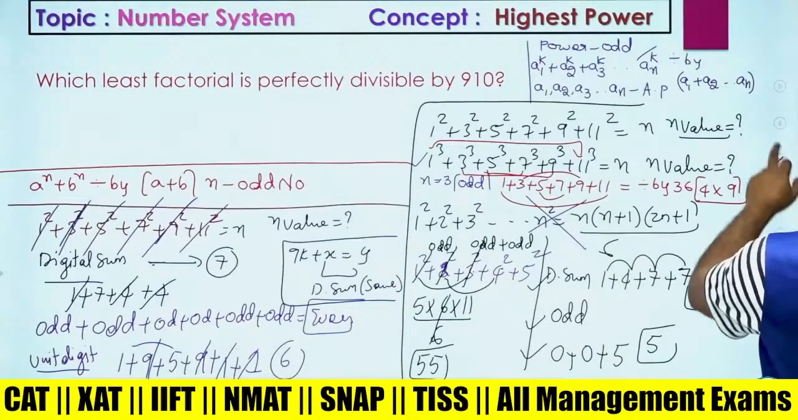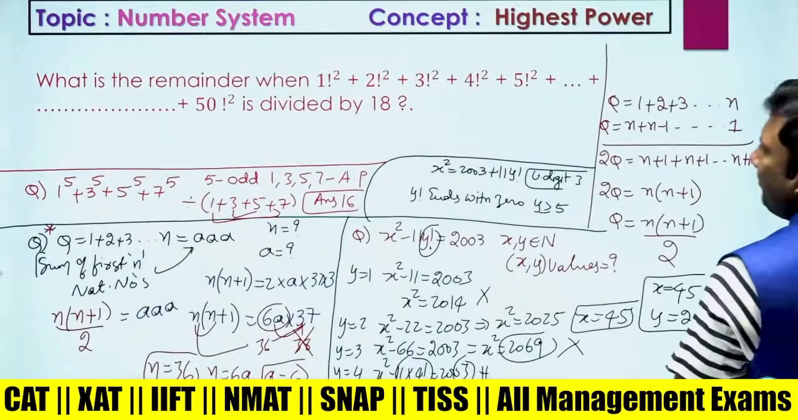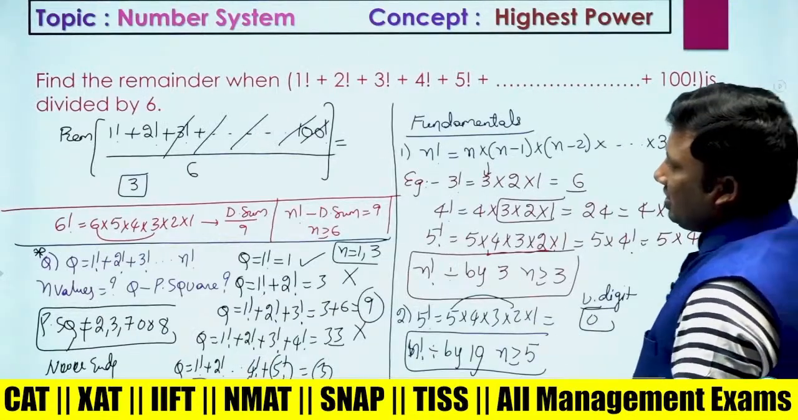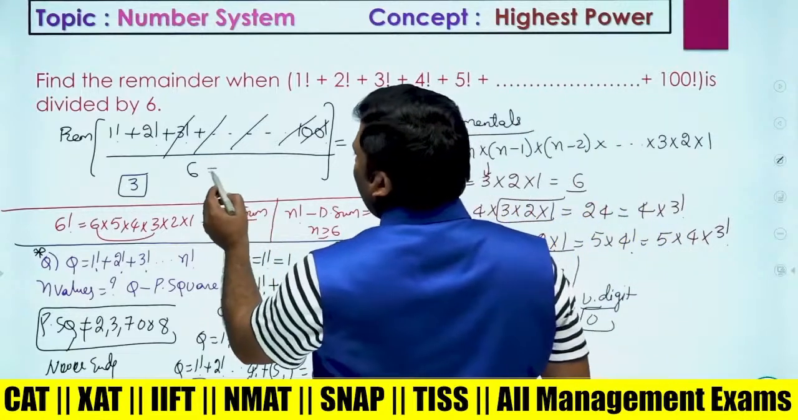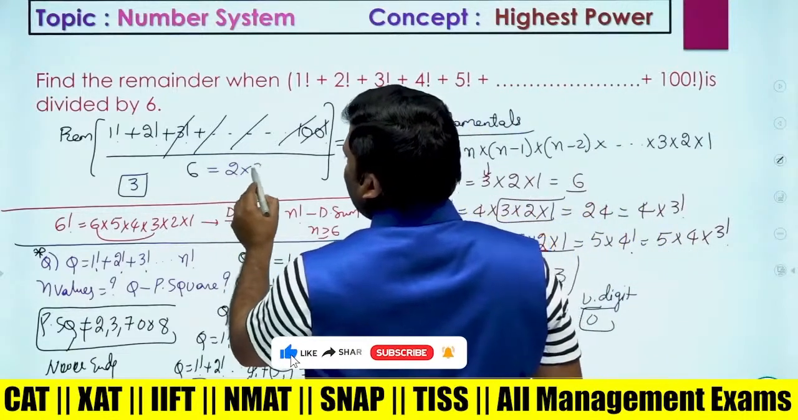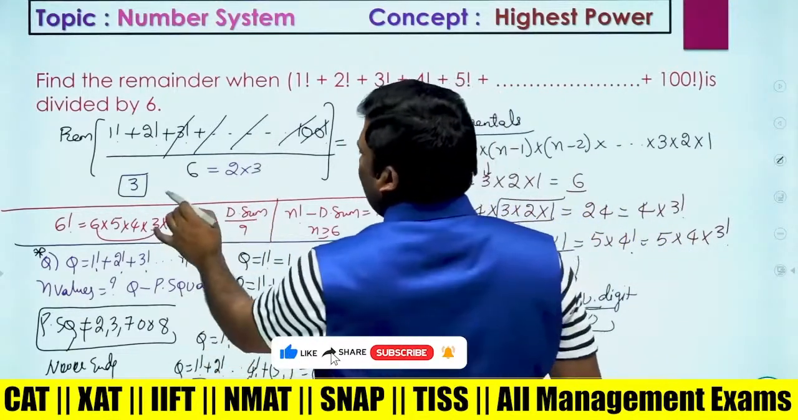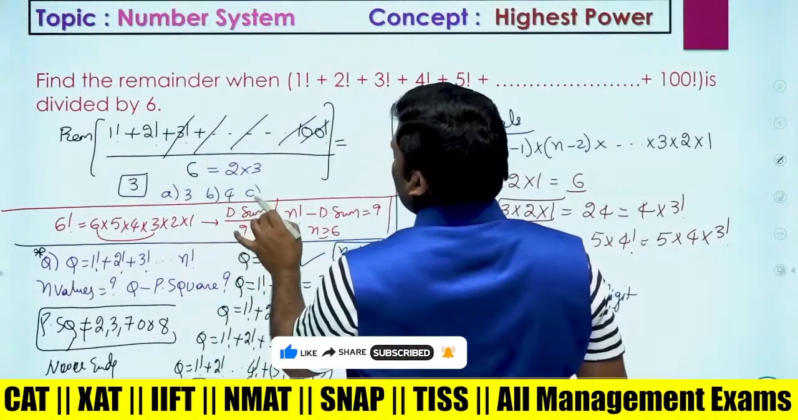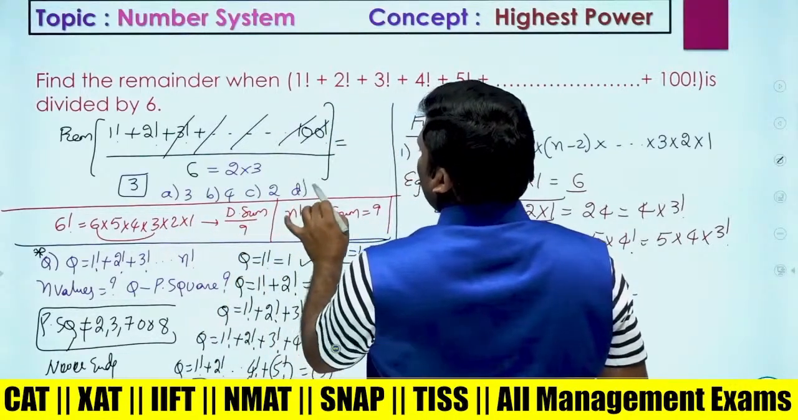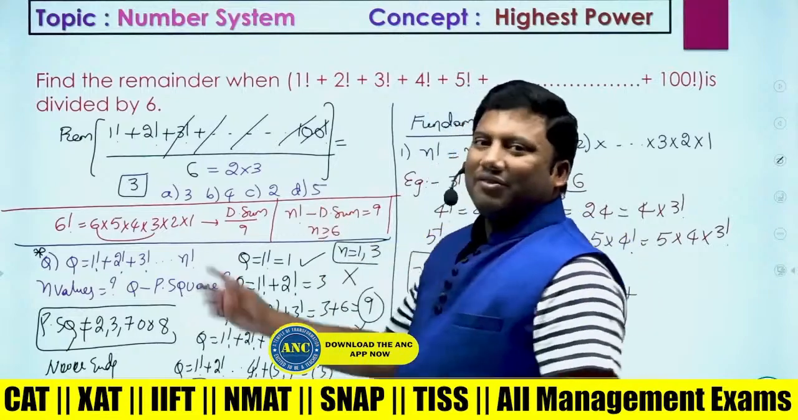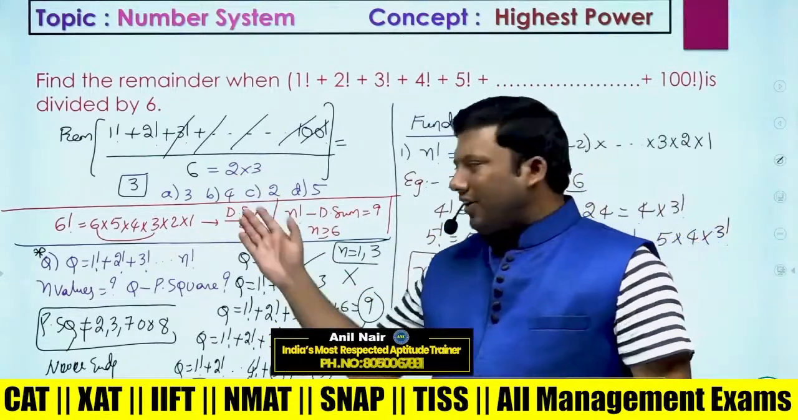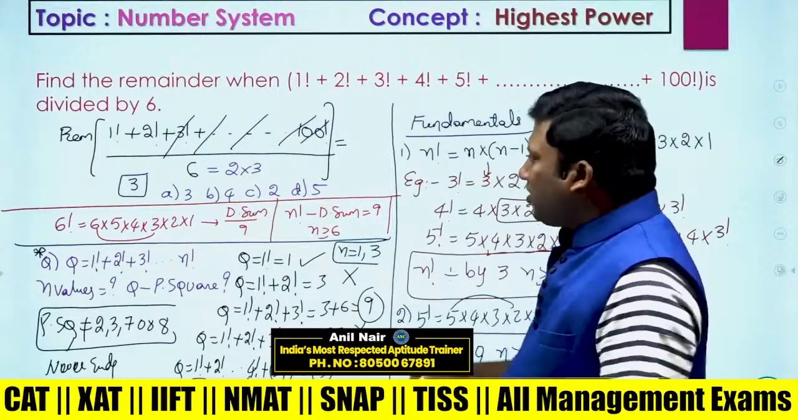To make you understand this idea, let me do one more question. 6 is nothing but 2 into 3. If the options are like this, 3, 4, 2 and 5. Whenever you divide a number by 6, you will get the remainders from 0 to 5.